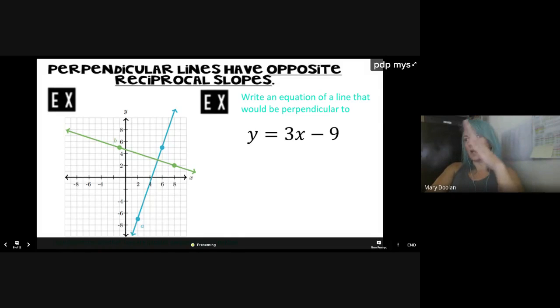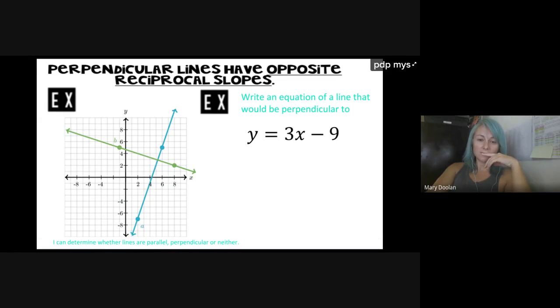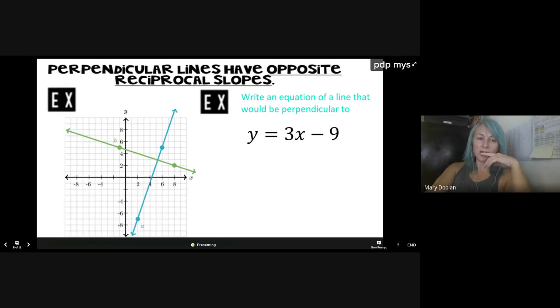And now over here we have an equation, y equals 3x minus 9. What's the slope of that line? What is the slope of y equals 3x minus 9? Just type it in the chat. Somebody tell me, what is the slope of y equals 3x minus 9? It is in slope-intercept form. Thank you, Veronica. Yes, the slope is 3.